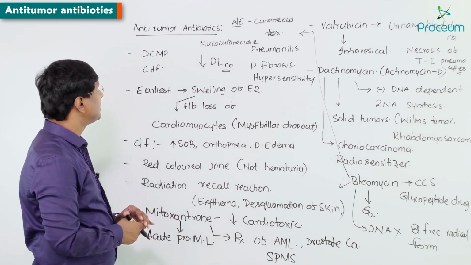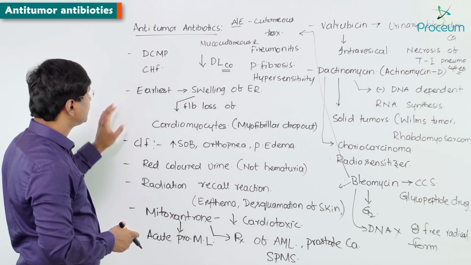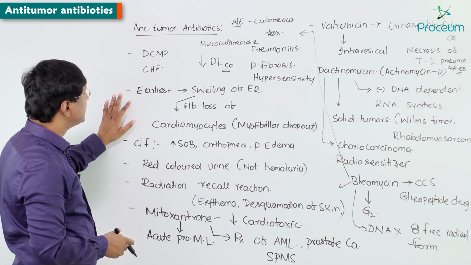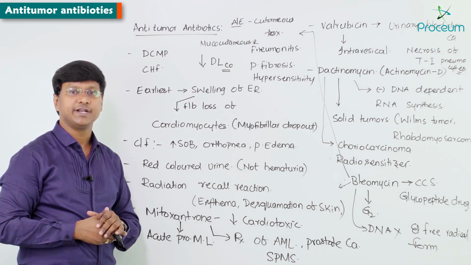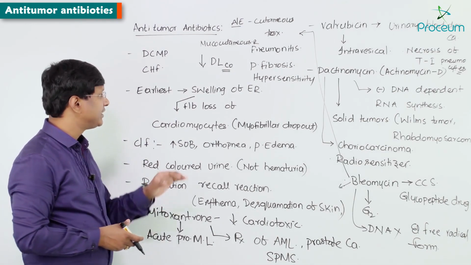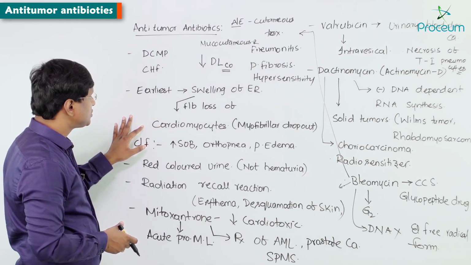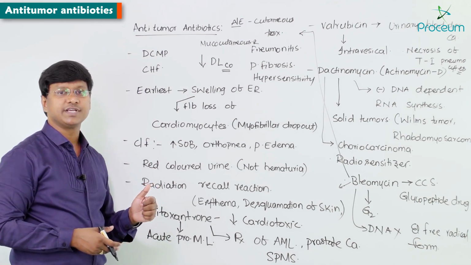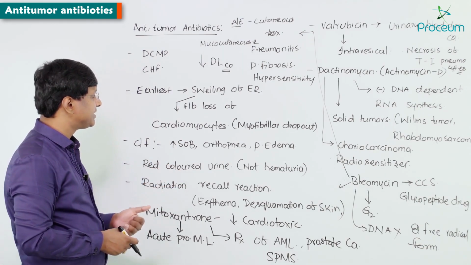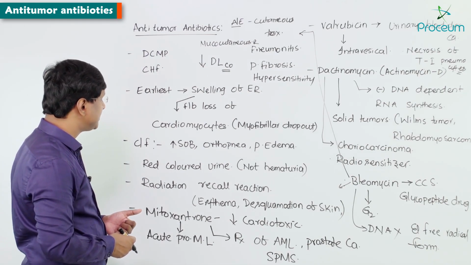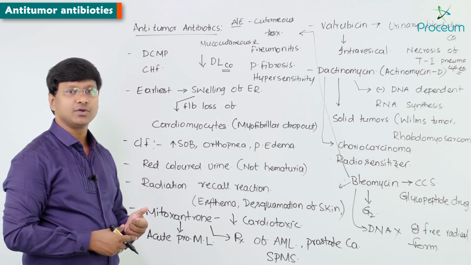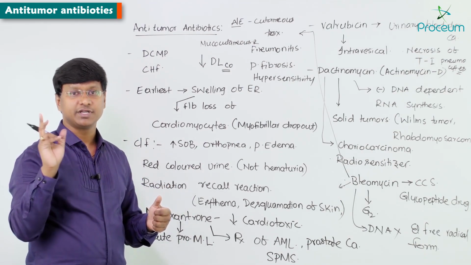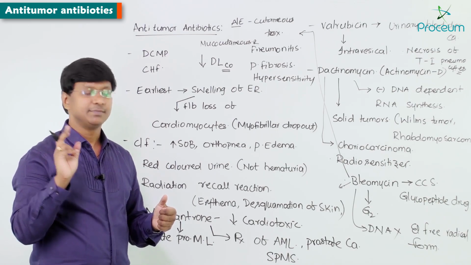Let me shortly revise up to here what we have discussed. So we have seen that in dilated cardiomyopathy as well as congestive heart failure, the earliest manifestation is swelling of the endoplasmic reticulum, followed by loss of the cardiac myocytes, which is nothing but myofibrillar dropouts. The clinical features associated with this congestive heart failure include exertional breathlessness, orthopnea and pulmonary edema. These particular drugs can also cause red colored urine, and remember, it is not hematuria.